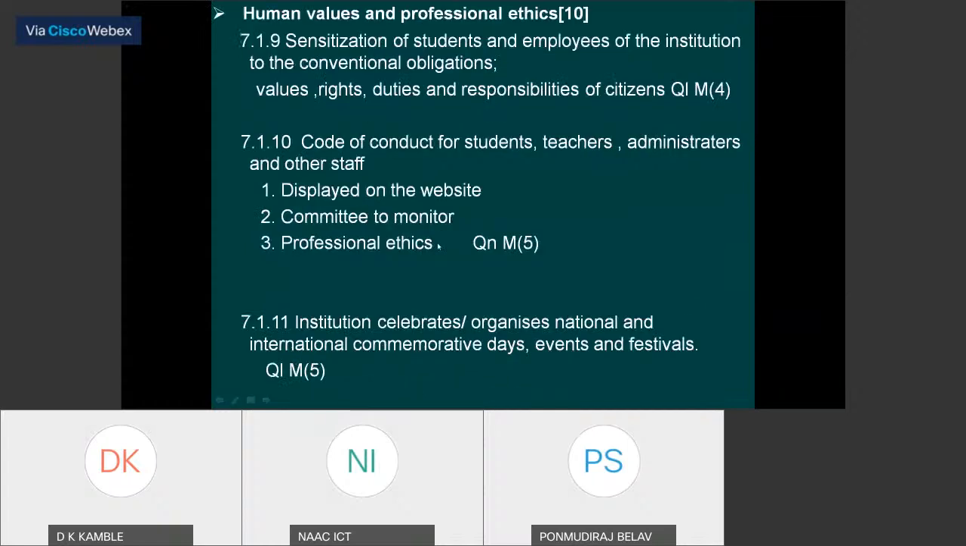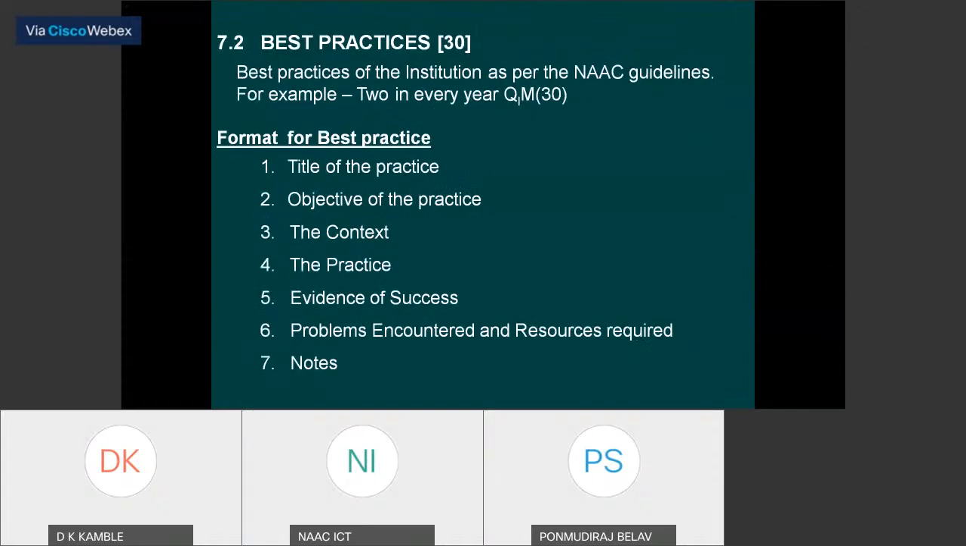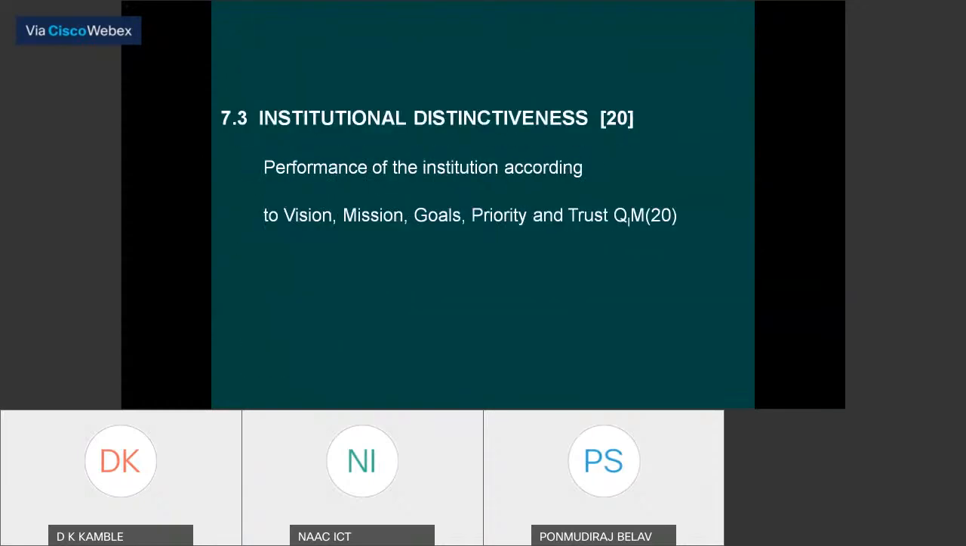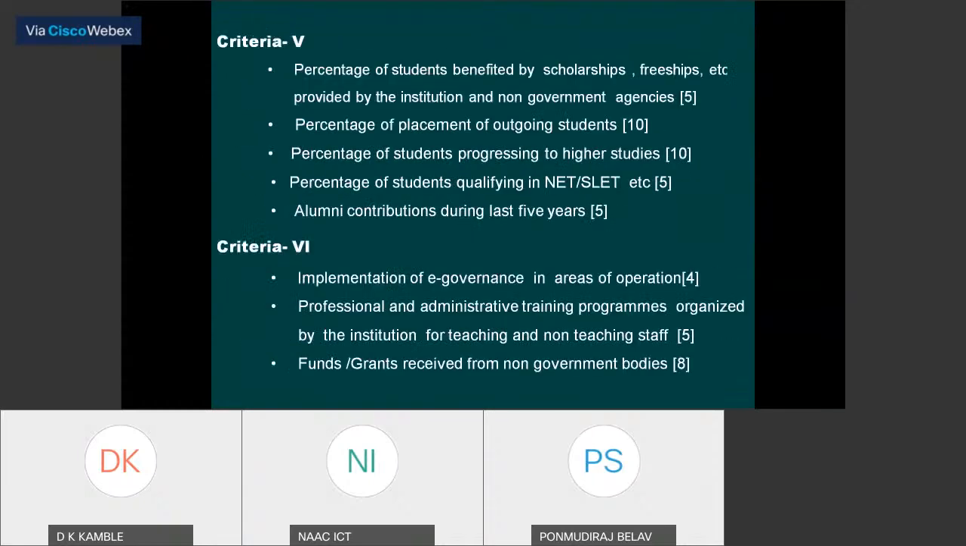Then related to quantitative metrics, here 7.1.10, code of conduct. It is also a very important metric. The institution has to maintain code of conduct documents, separate for teachers, students, administrators, and other staff. Those code of conduct documents should always be available on the institutional website, and they should be provided in the SSR also. So these are all the conduct metrics.